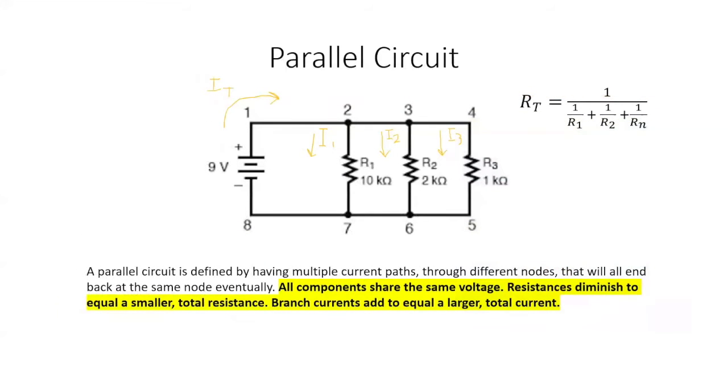The parallel circuit. A parallel circuit is defined by having multiple current paths through different nodes that will all end back at the same node. All components share the same voltage. Resistors diminish to equal a smaller total resistance. Branch currents add to equal a larger total current. Those are the three rules. And the formula is R total equals 1 over R1 plus 1 over R2 plus 1 over Rn, and so on.